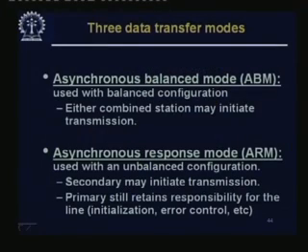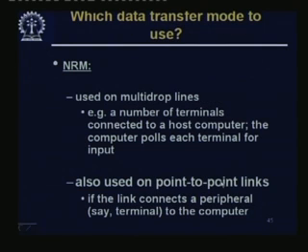So this is ABM, and the other is ARM, asynchronous response mode, used with an unbalanced configuration. Here the secondary may initiate transmission, while the primary still retains responsibility for the line, initialization, error control, etc. ARM is not very common.